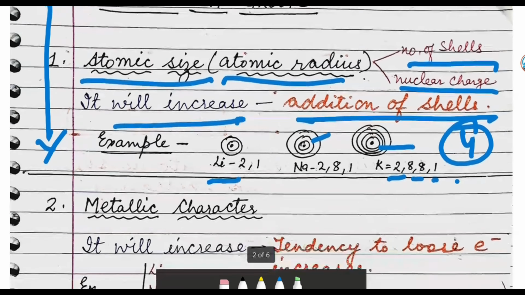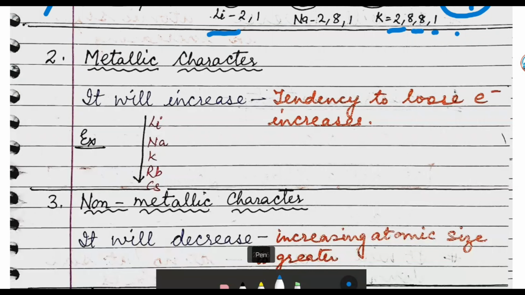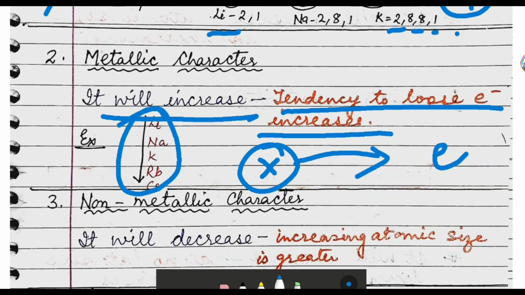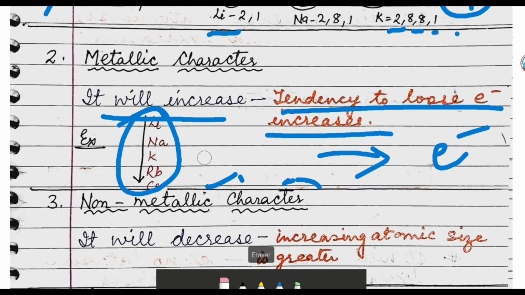The next is the metallic character. With the same example, you can understand that it will increase. Why? The tendency to lose electrons increases. As you all know, when an atom, suppose X, loses an electron, it attains a positive charge and becomes X plus. So as we move from top to bottom in the group, the metallic character will increase.